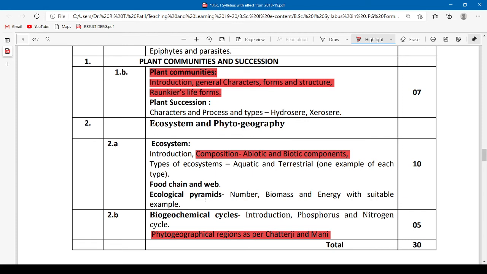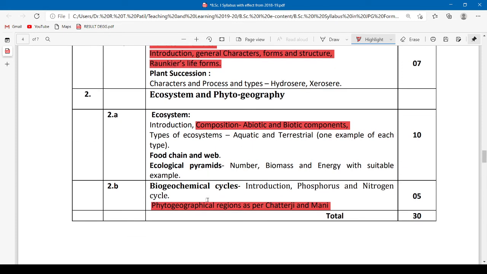The second subunit of this second unit is biogeochemical cycles, and in these we have to study the introduction and the two cycles, that is phosphorus and nitrogen cycle. But the last part, phytogeographical regions as per Chatterjee and Money, is not considered for the examination for this year only, for this semester.